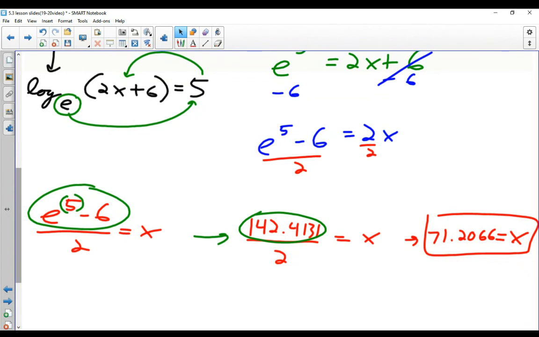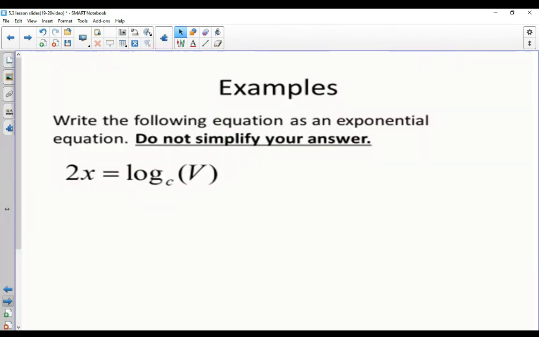Now, last example, I have to cover it because this has been a tricky problem because of one reason. And that reason is that students do not read the instructions. So let's go ahead and read the instructions. Write the following equation as an exponential equation. Do not simplify your answer.